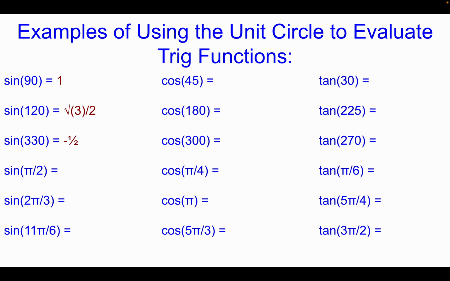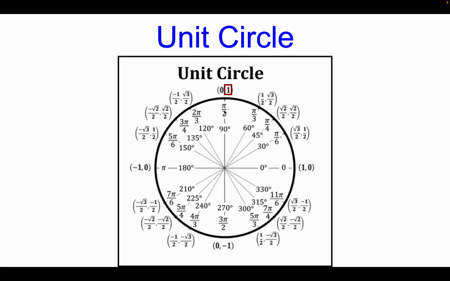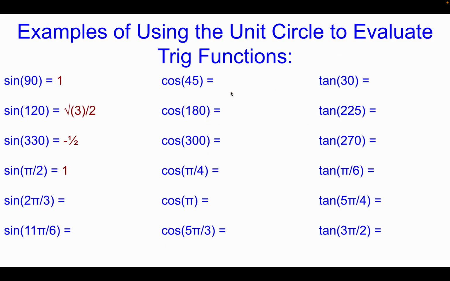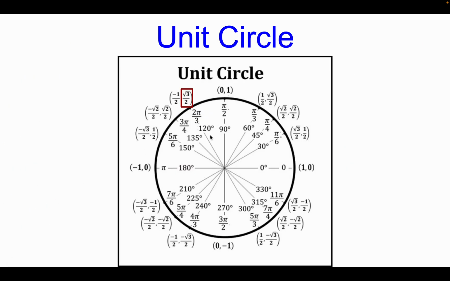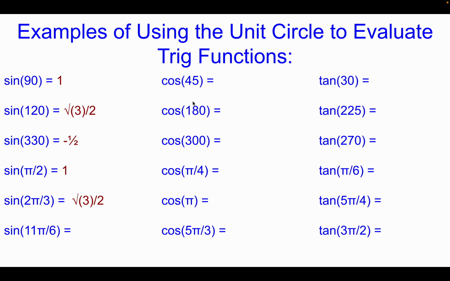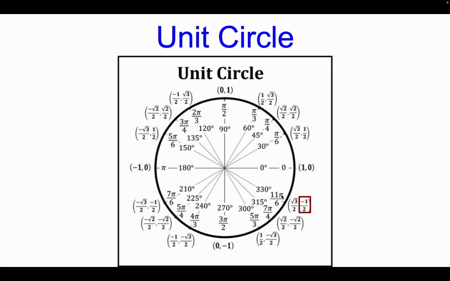Okay, so now sine of pi over 2. Well, if I give it to you in radians, your unit circle is going to be a real tool here because pi over 2 is just 90 degrees. Those are the same thing. So again, you just look for pi over 2. The y value is 1. We already did the sine of 90. 120, that's the same thing as 2 pi over 3, so again, these are going to have the same y value, square root of 3 over 2. And 11 pi over 6, that's the same thing as 330. So again, this is going to be negative 1/2.